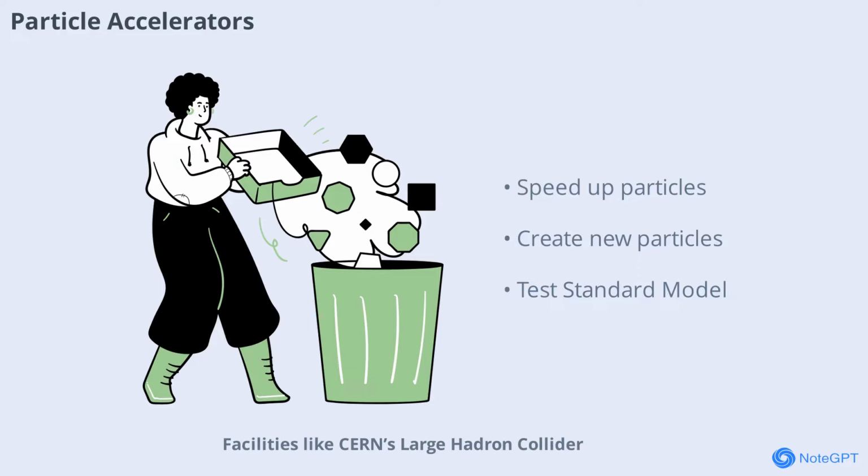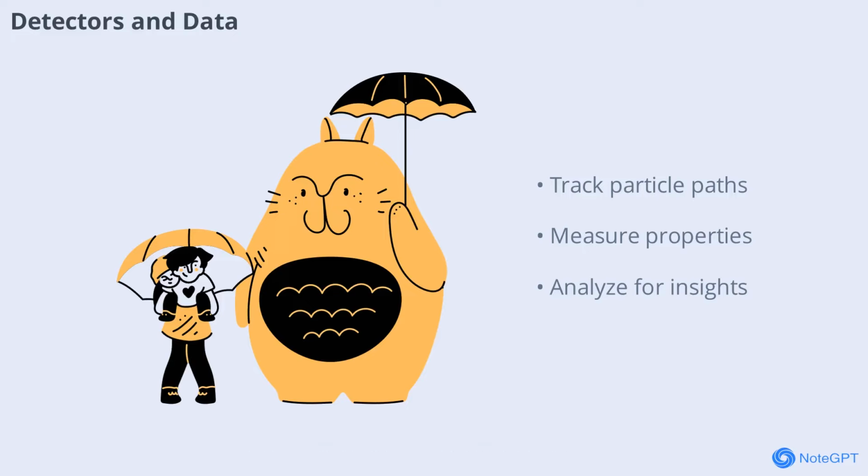Facilities like CERN's Large Hadron Collider are at the forefront of this research, helping to test and expand the Standard Model. To study the results of particle collisions, scientists use sophisticated detectors. These devices track the paths of particles and measure their properties. The data collected is analyzed to look for patterns and anomalies, providing insights into the fundamental laws of nature.